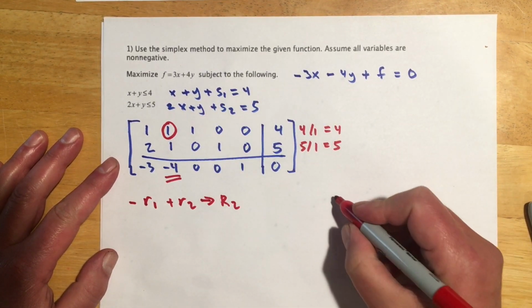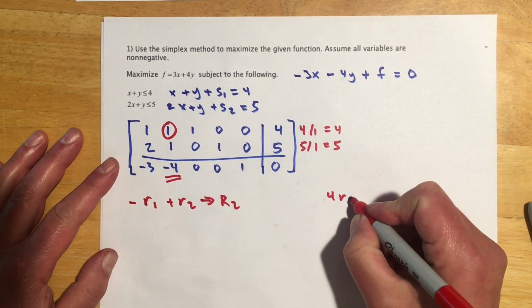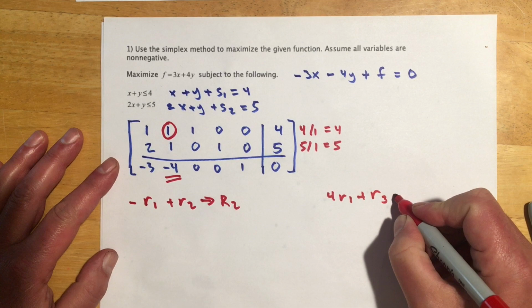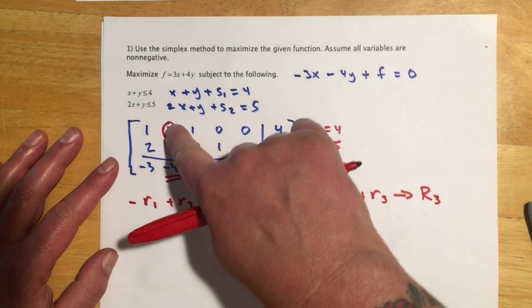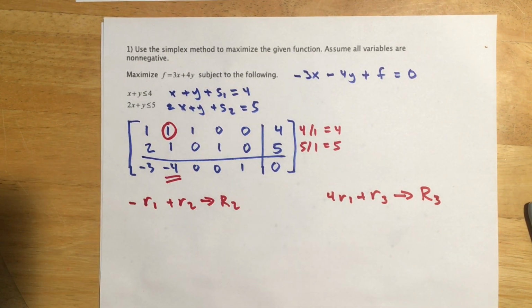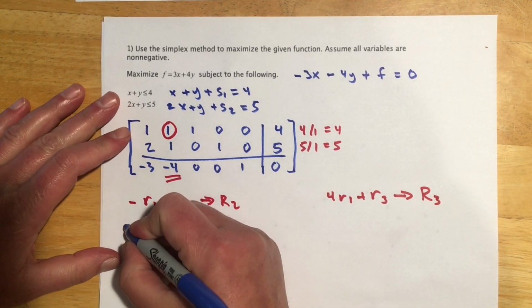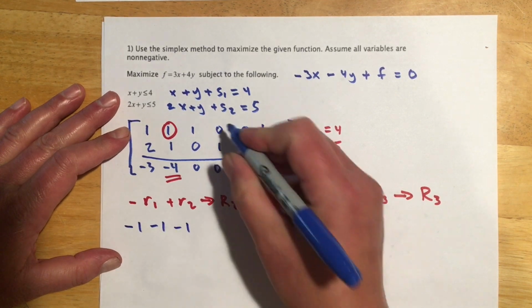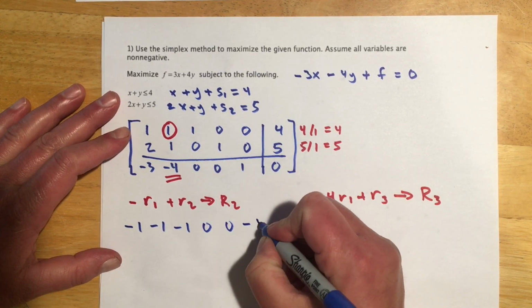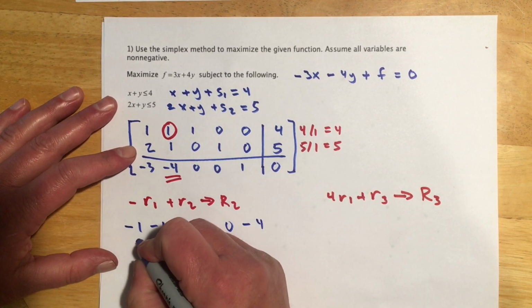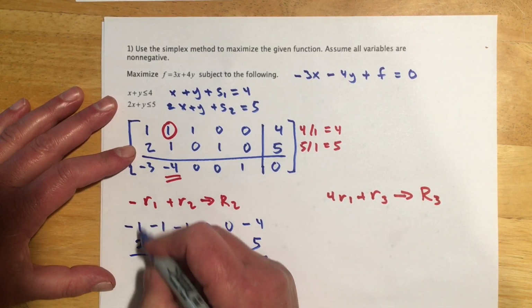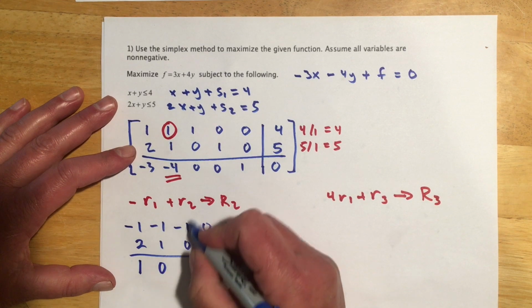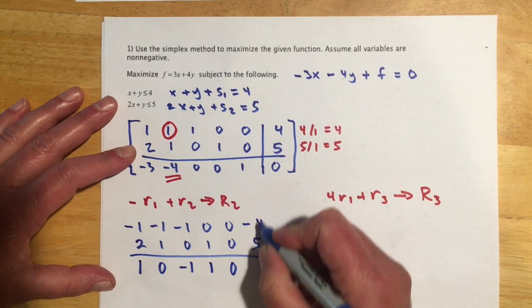So that'll give me a 0 right here. And then I'm also going to go 4 times row 1 plus row 3 to make my new row 3. So if I do a 4 across there, I'll get positive 4, negative 4. So I'll get that set up. So this one's going to be negative 1, negative 1, negative 1, 0, 0, and negative 4. And we're adding row 2 to it. Okay, so we do that. We get 1, there's the 0, negative 1, 1, 0, and 1.